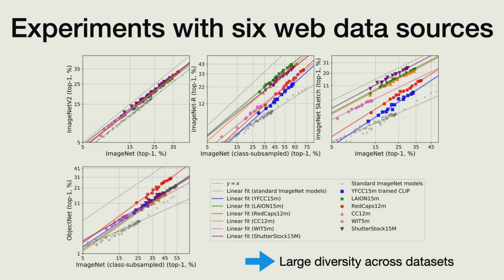So now it's getting very messy. There are many lines in these scatter plots. Every line corresponds to one web data source. We did Wikipedia, Reddit, Shutterstock, Common Crawl, and so on. Interestingly also, it's not that the high quality curated data sets like Wikipedia give you the best robustness on these test sets. For instance, the Reddit one does really well on ObjectNet.